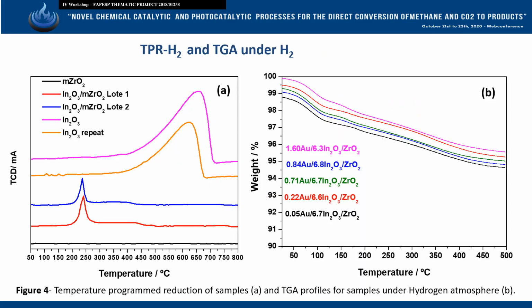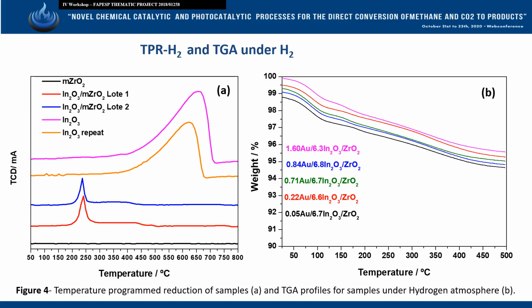The TPR profile of bulk indium oxide exhibits a peak centered around 650 degrees Celsius, attributable to the characteristic reduction of crystalline indium oxide to metallic indium. For the reduction of indium oxide on zirconium oxide, the main reduction peak, assigned to reduction of the crystalline phase of indium oxide, is shifted to a lower temperature at 238 degrees Celsius, indicating the presence of indium and zirconia interaction, which facilitates the reduction of the indium oxide on the support.